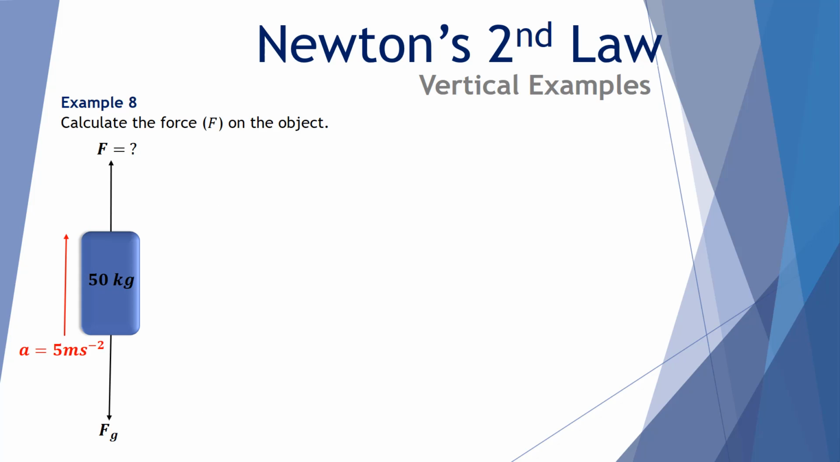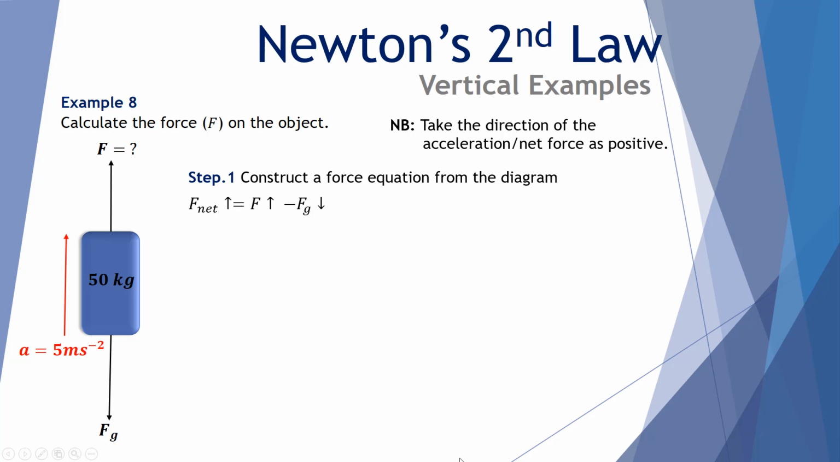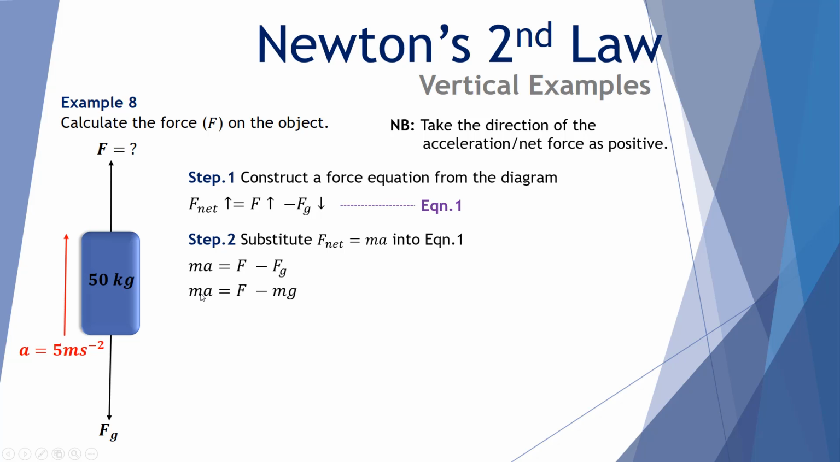Example number 8. Calculate the unknown force F on the object. Once again, step 1, construct a force equation from the diagram. So the net force follows the same direction as the acceleration. It's upwards. So that means F unknown is generating the upwards force and being opposed by the force due to gravity, hence the negative. That's equation 1. Let's substitute in F net equals ma on the left hand side of equation 1. That leaves us with ma equals F take the force due to gravity. Let's further simplify that, where Fg, the force due to gravity, can be written out as mg. And now we substitute in our values. The mass was 50, the acceleration was 5.